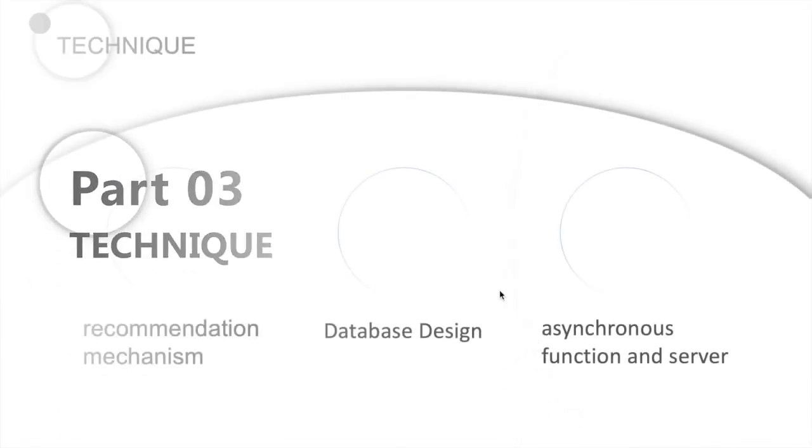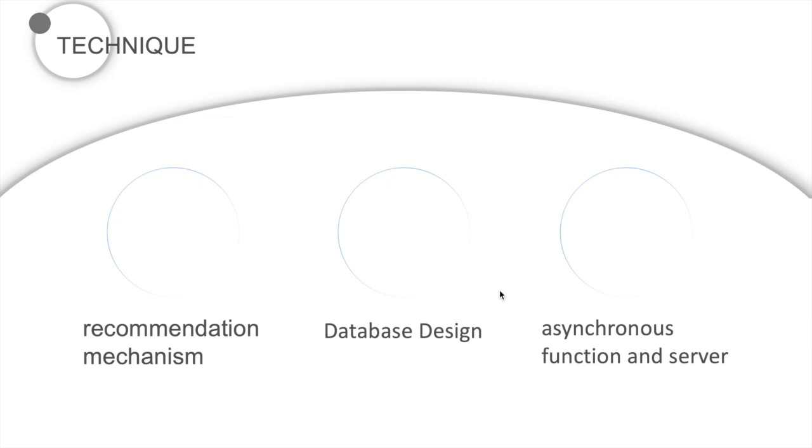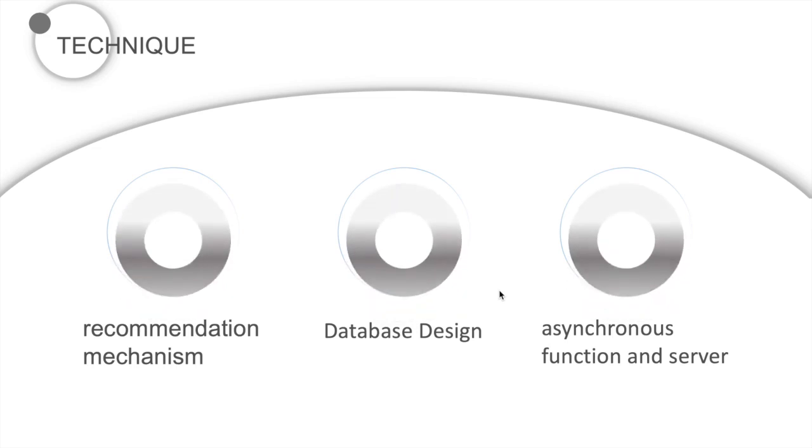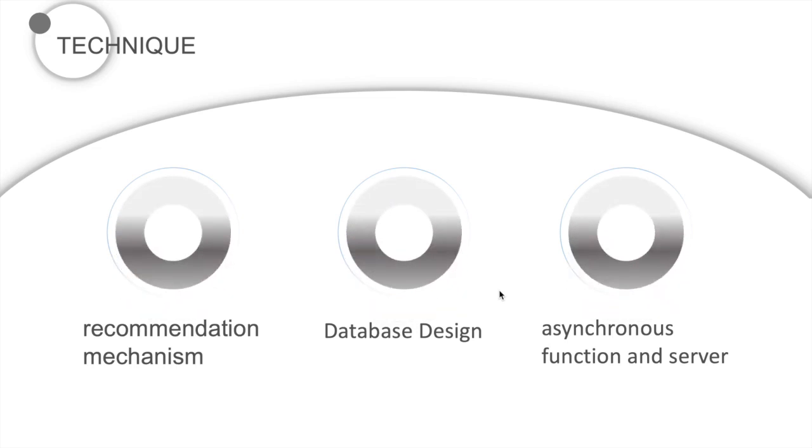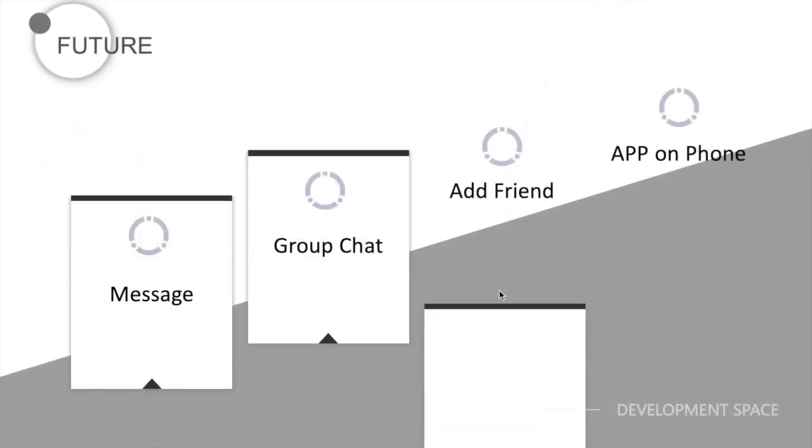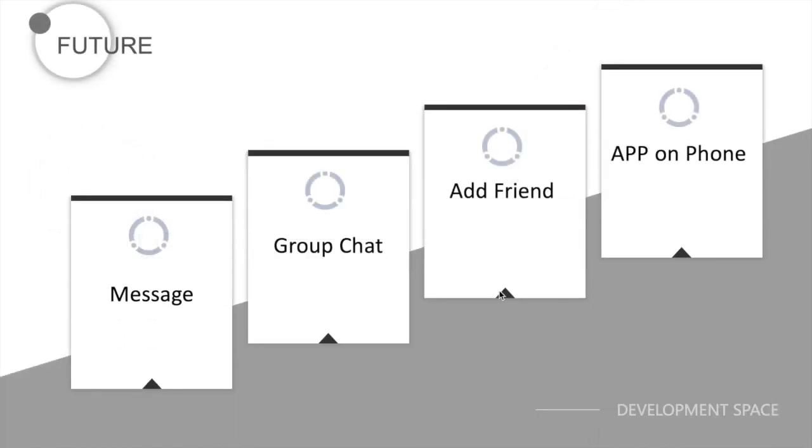The techniques involved are recommendation mechanisms. That is, given a tag, related tags are calculated and recommended. We also design the database and use asynchronous functions and servers. For the future, we will develop private chat, group chat, adding friends, and some functionalities on the phone. We will try our best to optimize our algorithm and achieve better expansion.